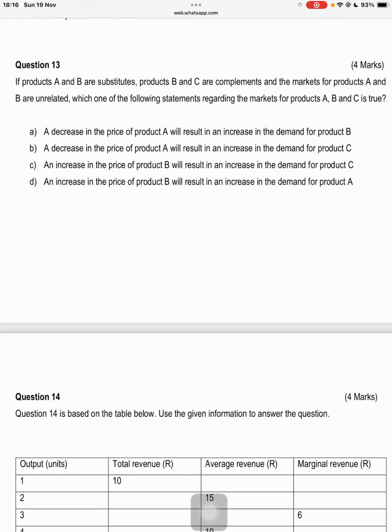Okay, all right. So you're saying that because they are in an unrelated market, a decrease in the price of product A will result in an increase in the demand for product C. Yeah, that's what I'm saying. My thinking is that because A went down, automatically B will go up, and if B goes up, because C is a complement of B, that means the price of C will also go up.